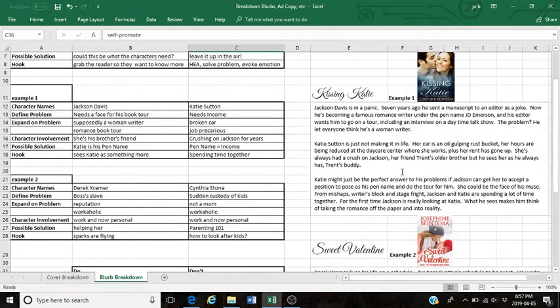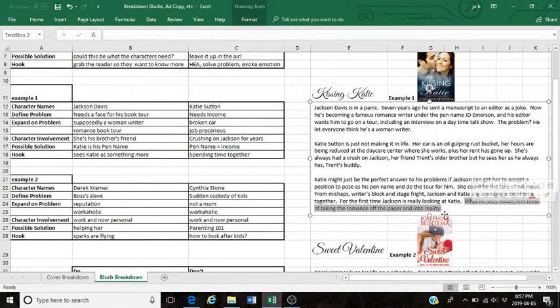From mishaps to writer's block and stage fright, Jackson and Katie are spending a lot of time together. For the first time, Jackson is really looking at Katie. What he sees makes him think of taking romance off the paper and into reality. So our hook right there is that last sentence in this particular one, taking the romance off the paper and into reality, because we're talking about a happily ever after.